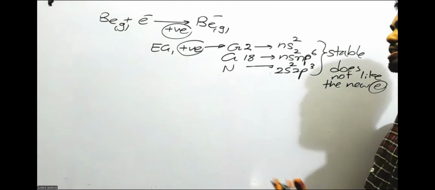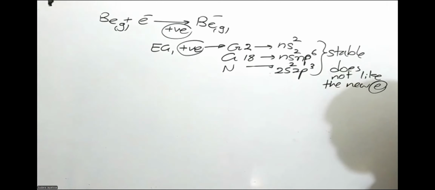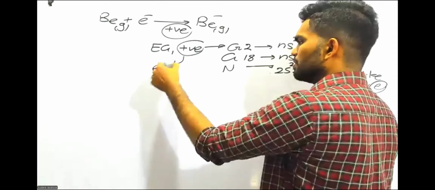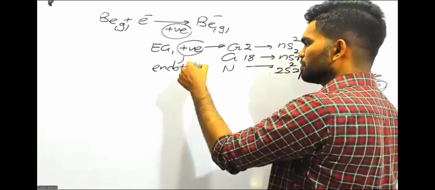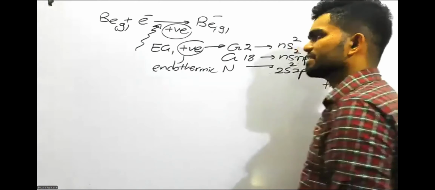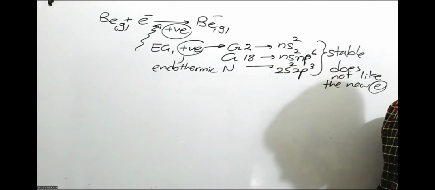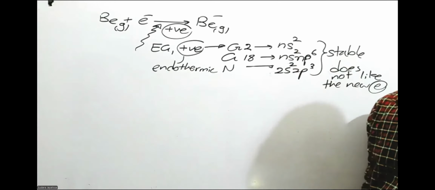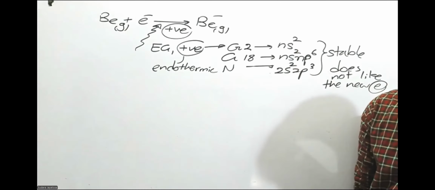So beryllium electron gain energy will be positive. Positive means, in other words, we say endothermic. You have to forcefully put the electron, you have to supply energy to make this reaction happen. Okay, so that statement is also true. Then the third one.